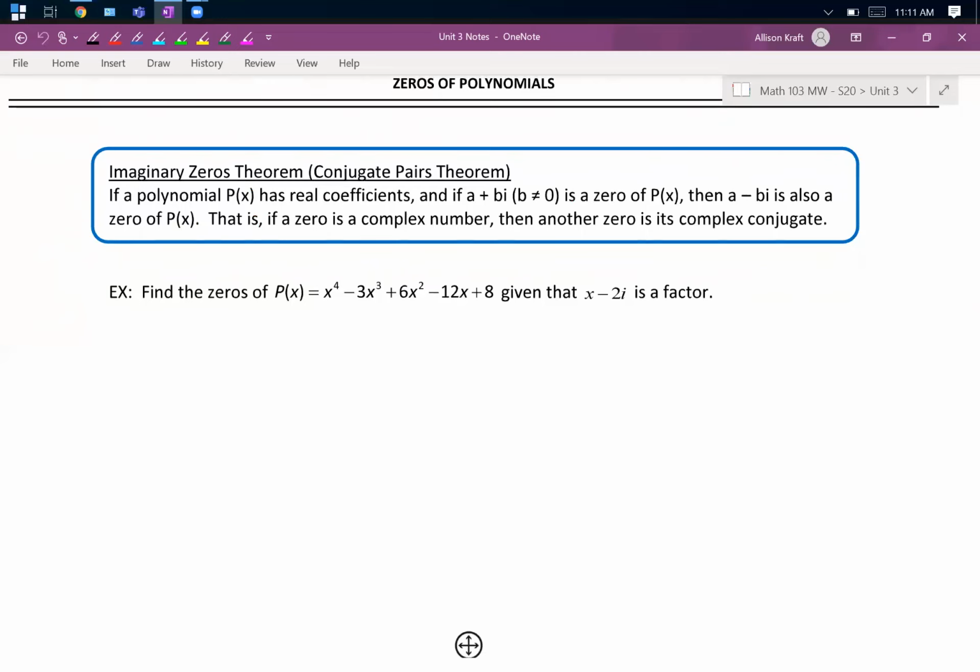It says that if a polynomial p of x has real coefficients, and if a plus bi is a 0, then a minus bi is also a 0 of our polynomial. That is, if a 0 is a complex number, then another 0 is automatically its complex conjugate.